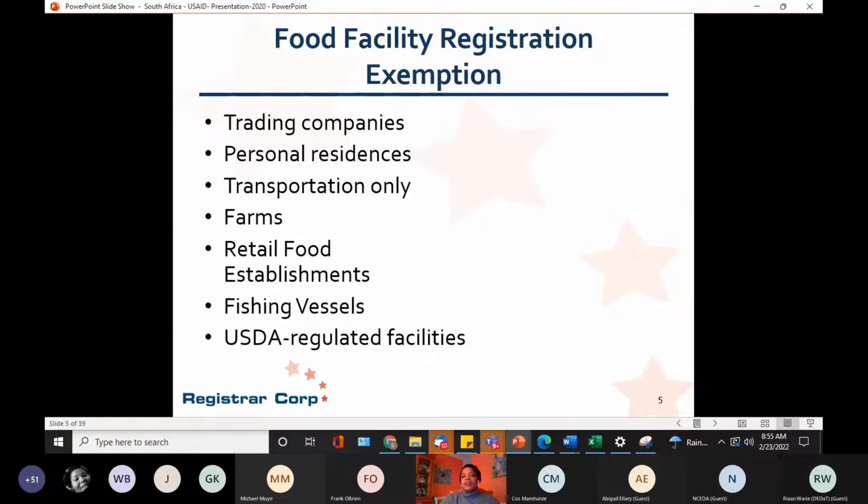There are facilities, like I mentioned, that are exempt from registration. Trading companies that make the deals between South Africa, or Africa in general, and the United States, but are just negotiating between the buyer and the manufacturer and never touching the product, don't need to register. Personal residences don't need to register, and so on. Here's a list of different facilities that don't need to register. Farms are a little deceiving, because if your farm is a grower and only a grower, it doesn't need to register. But if your farm packages and processes on site, then it does need to register. So just keep that in mind.